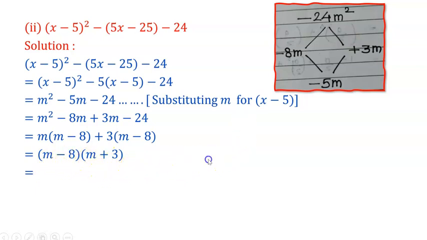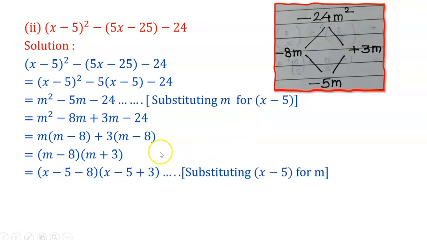Now again replace here m by x minus 5. M is replaced by x minus 5. Then simplify only. That is minus 5, minus 8, minus 13. Therefore, x minus 13 in first bracket. In second bracket, minus 5 plus 3, you will get here minus 2. That is in second bracket, you will get here x minus 2. And hence, these are the factors.